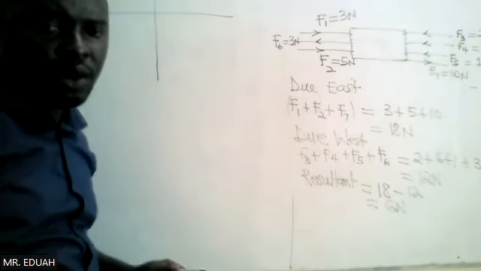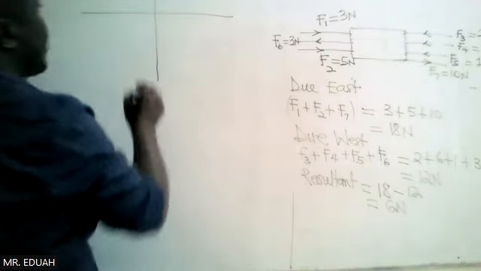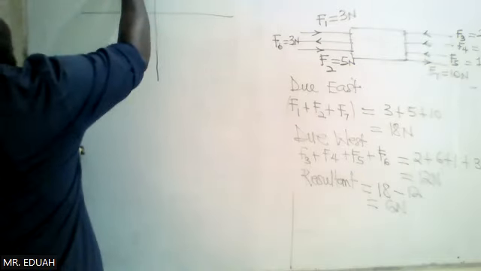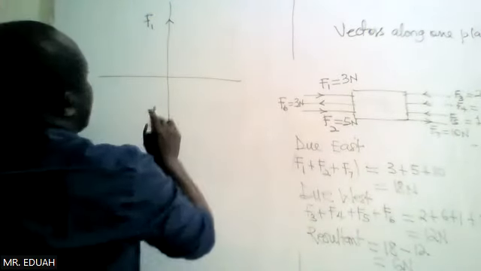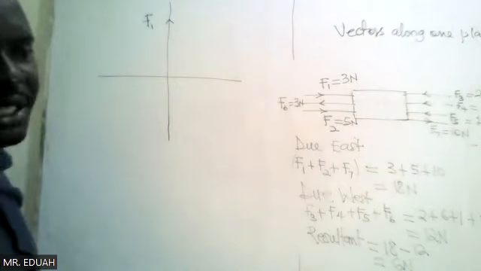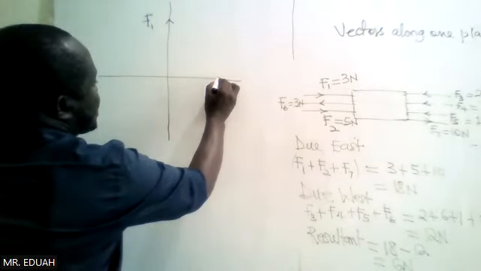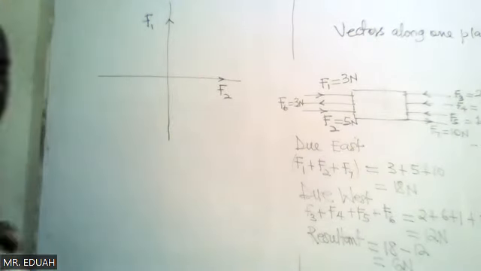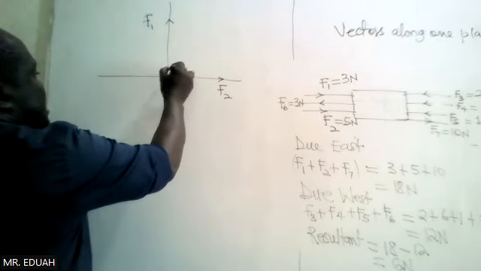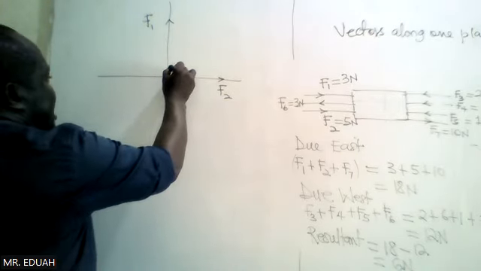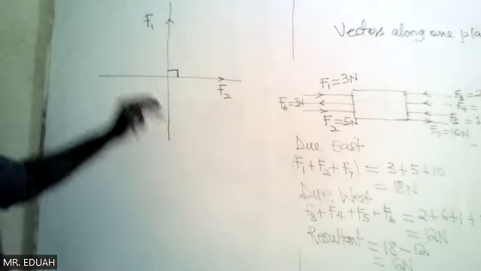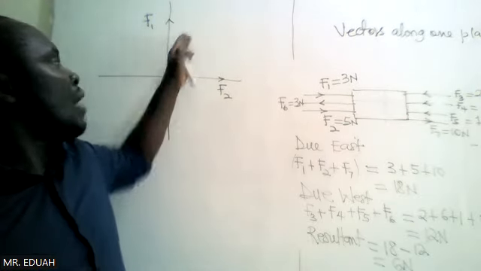Now, one force F1 acts along the y-axis or the vertical plane. Another force F2 acts along the horizontal plane. The relationship between these two forces is that they are acting perpendicularly. Here, all the forces are acting along the positive y and x plane.